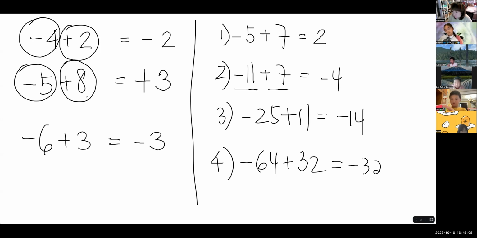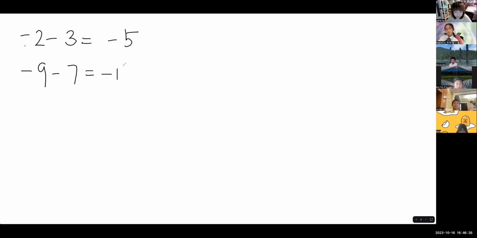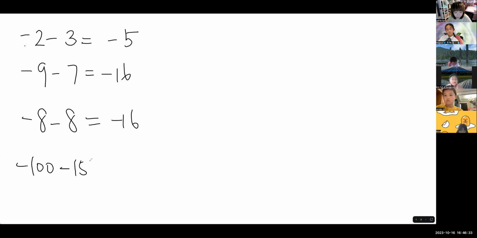Understand, Anna? Okay, so now let's take a look at the next part. If we have two negatives together, so all of them are negative, so they must be negative. When you see two negatives, you must add them together. So negative 9 minus 7 equals negative 16. Negative 8 minus 8 equals negative 16. Negative 100 minus 100 equals negative 200. Very good. So this one's very easy, right?